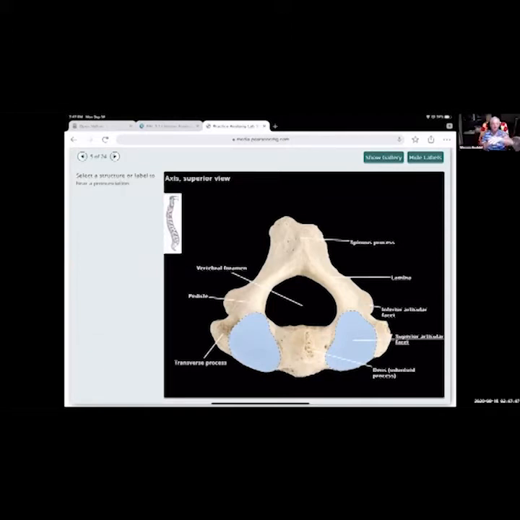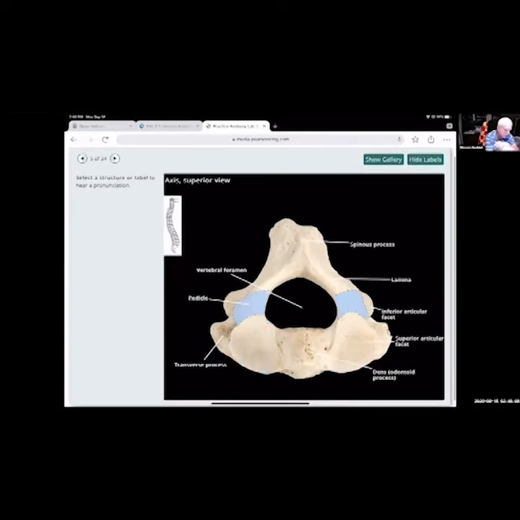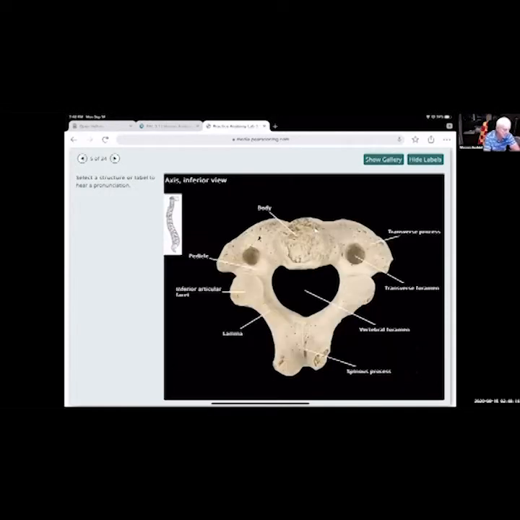The inferior articular facet is going to articulate with what? You have to give me the number. C3. Perfect. Because the axis is C2. So those are the superior and inferior articular facets, and that's what they articulate with. You see the pedicle on the side here also? Pedicle. Okay. And your transverse processes. Perfect. Did it switch? Yeah. Okay.